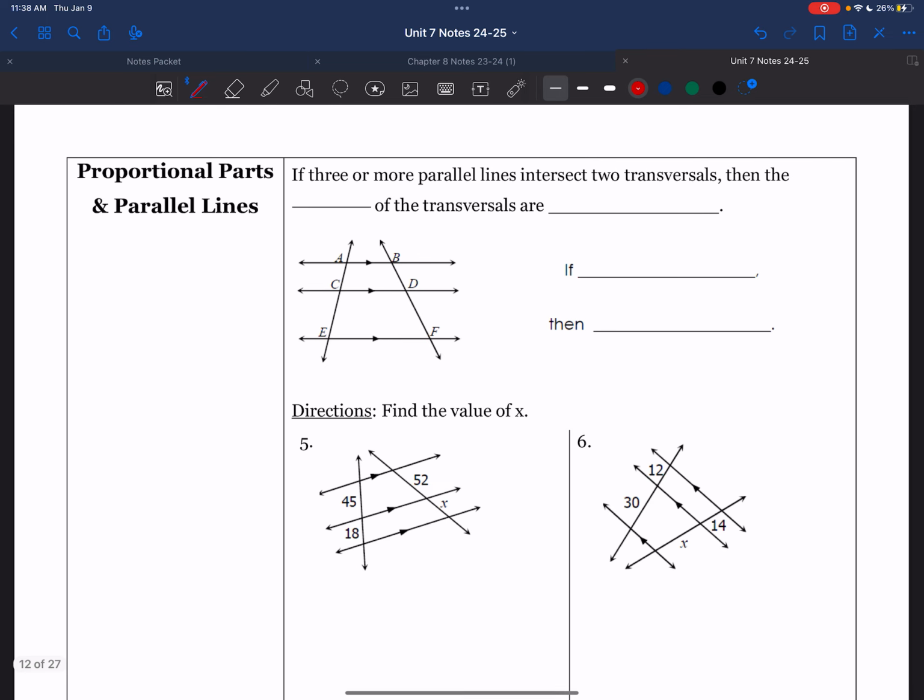All right. Now, this part looks very different, but it's exactly the same kind of concept. So proportional parts and parallel lines. If we have 3 or more parallel lines that intersect 2 transversals, then the parts of the transversals are proportional.